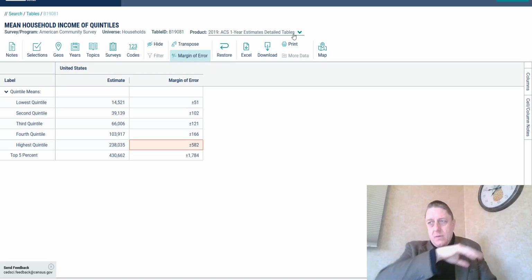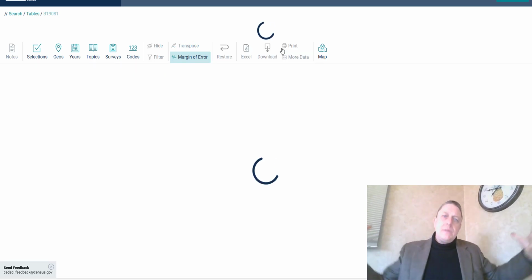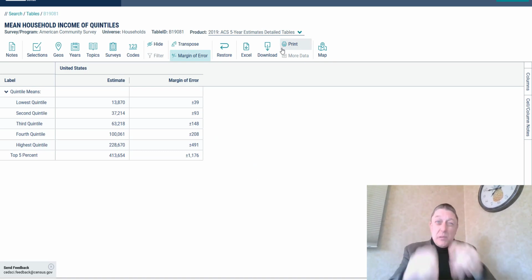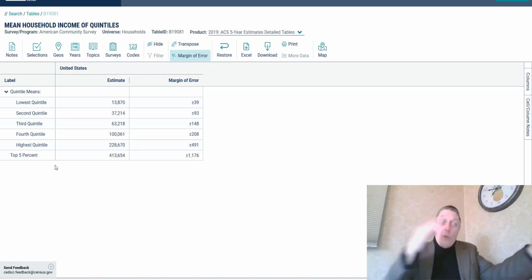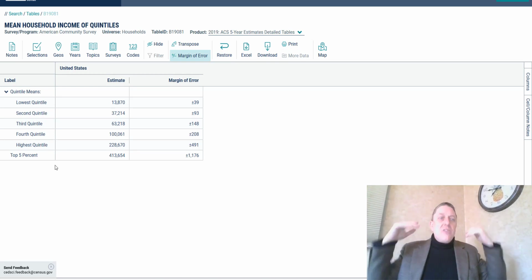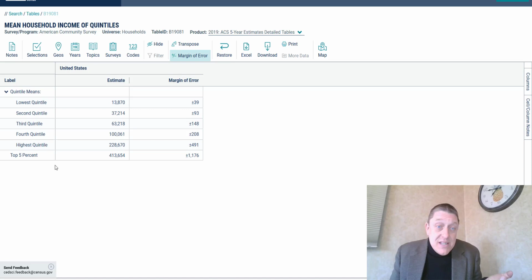Because we're going to be going down to the town level, let's look at 5-year estimates to pool those 5 years together to be able to look at smaller places. Okay, and so the numbers are slightly different, but the overall trend is the same. Those in the highest 20% of income are earning $228,670 on average. In the lowest quintile, $13,870.